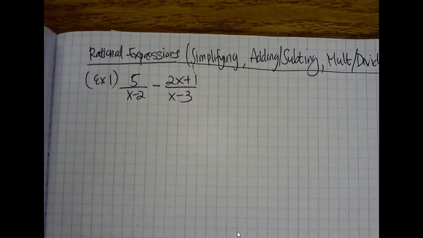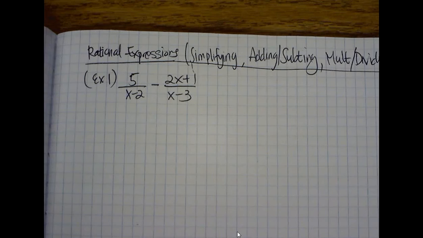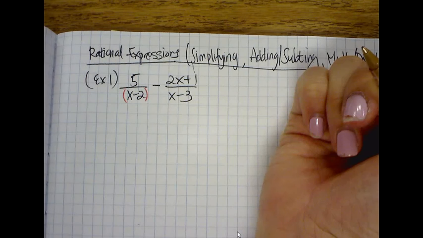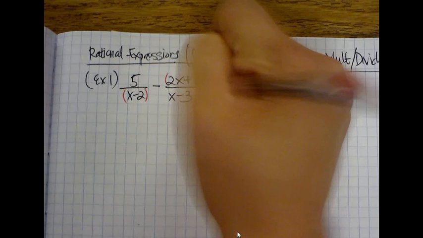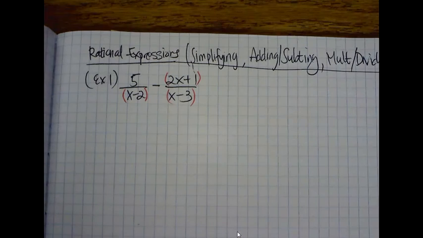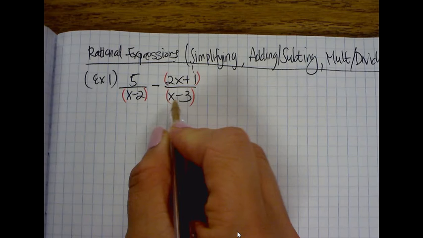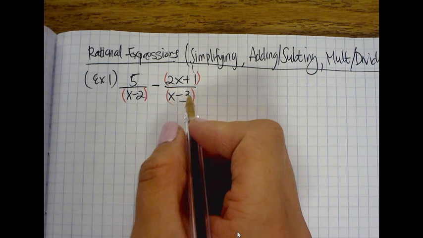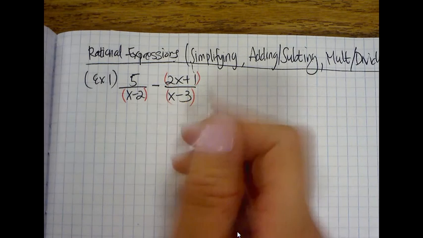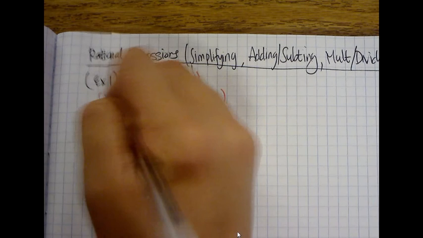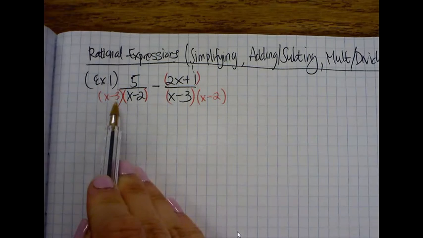In order to have a common denominator, well first thing we do when we see fractions like this, what should we do? Put parentheses, okay? Always just do that off the bat. Now I want a common denominator. So the least common multiple is if I multiply this side by x minus 2 and this side by x minus 3. That way, hey, now we both have the same denominator, right?